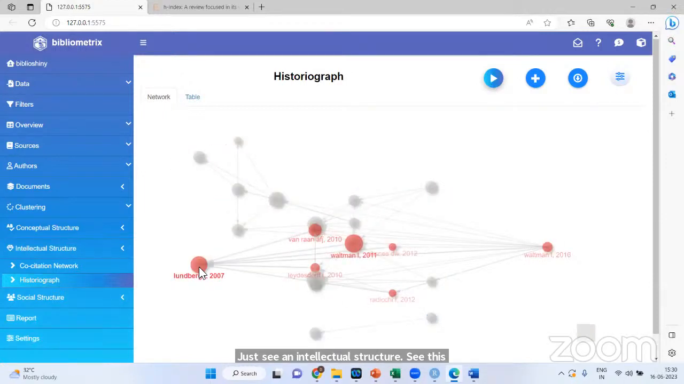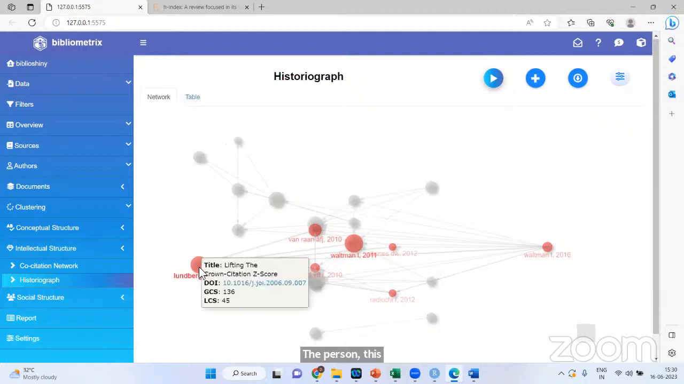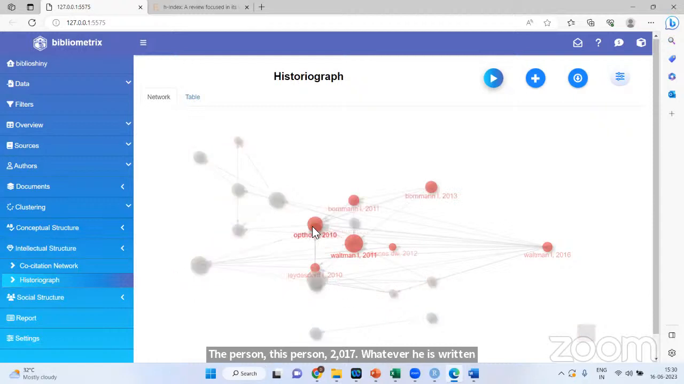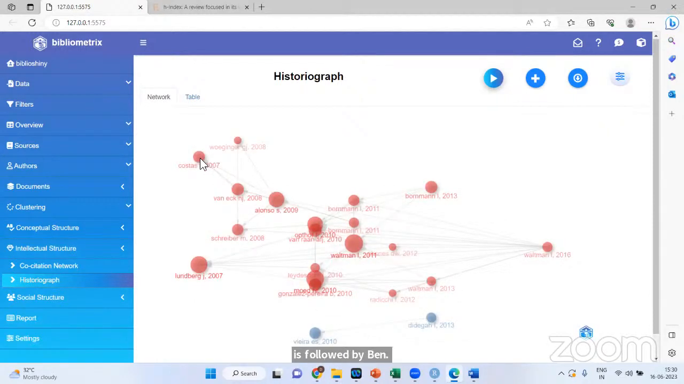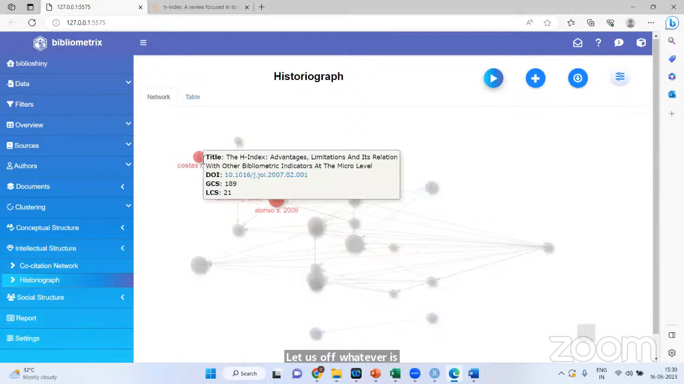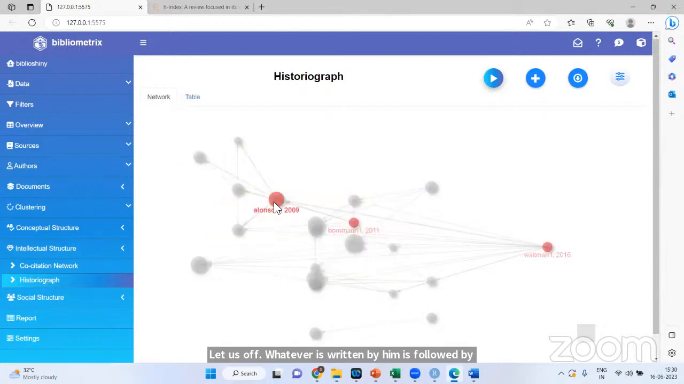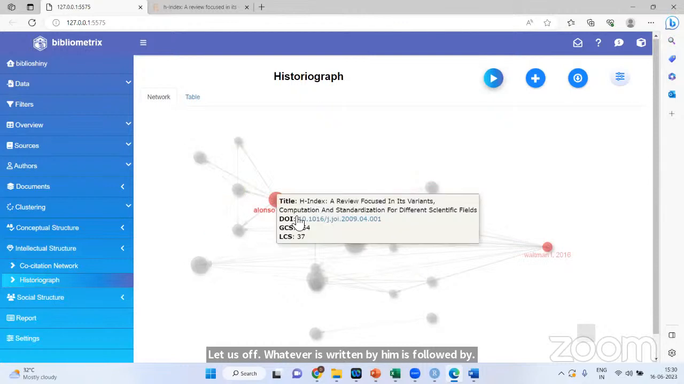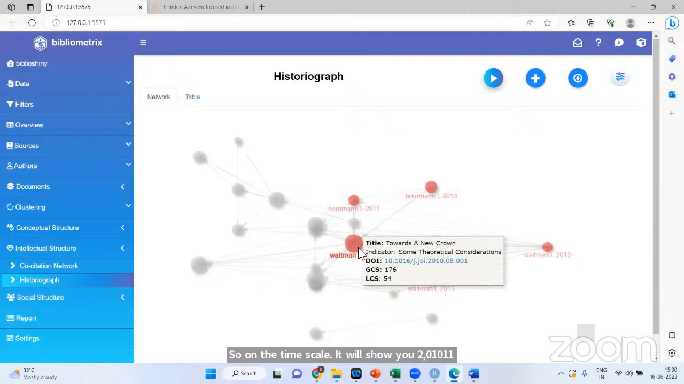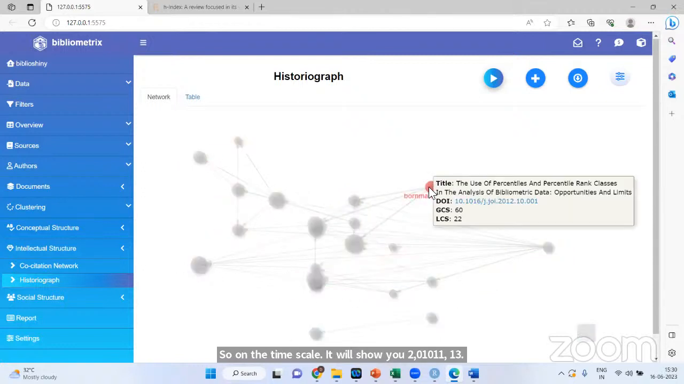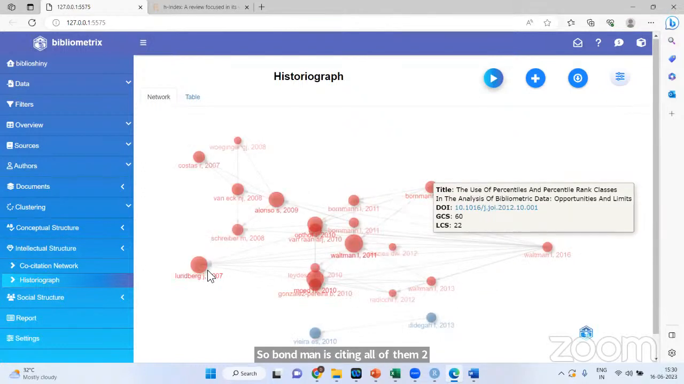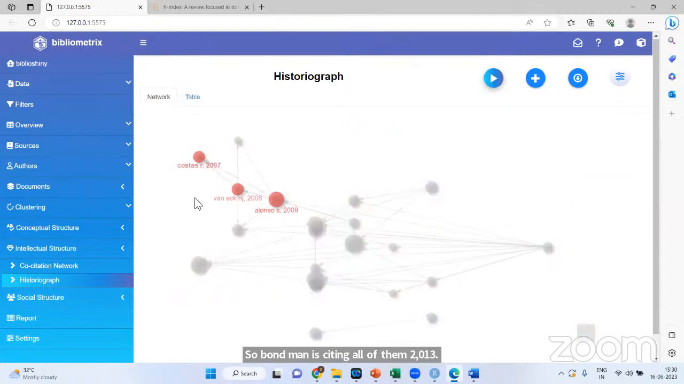The person, this person, 2017, whatever he has written is followed by Van Ledeshoff. Whatever is written by him is followed by others. So on the time scale, it will show you 2010, 11, 13. So Bondman is citing all of them, 2013. So these two are benchmark papers.